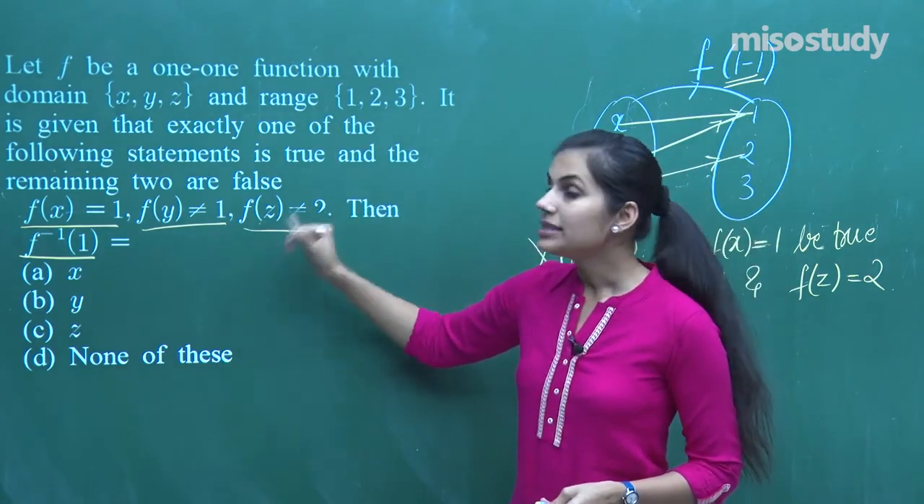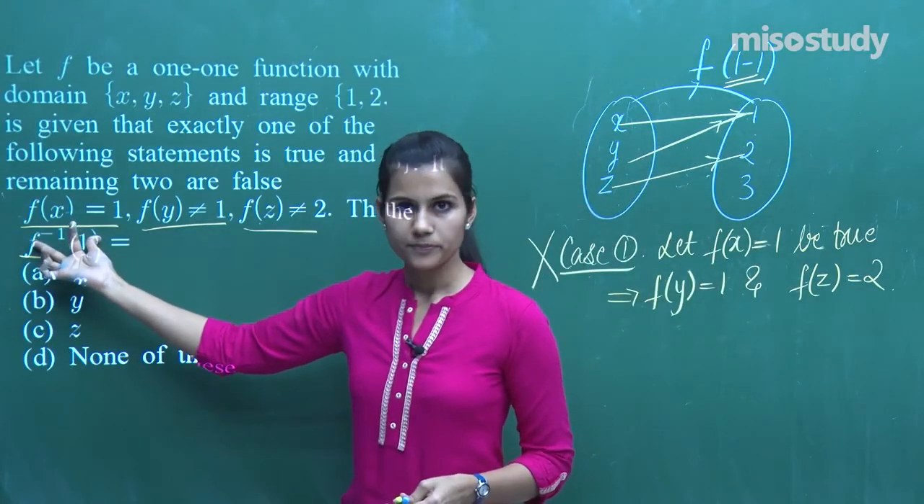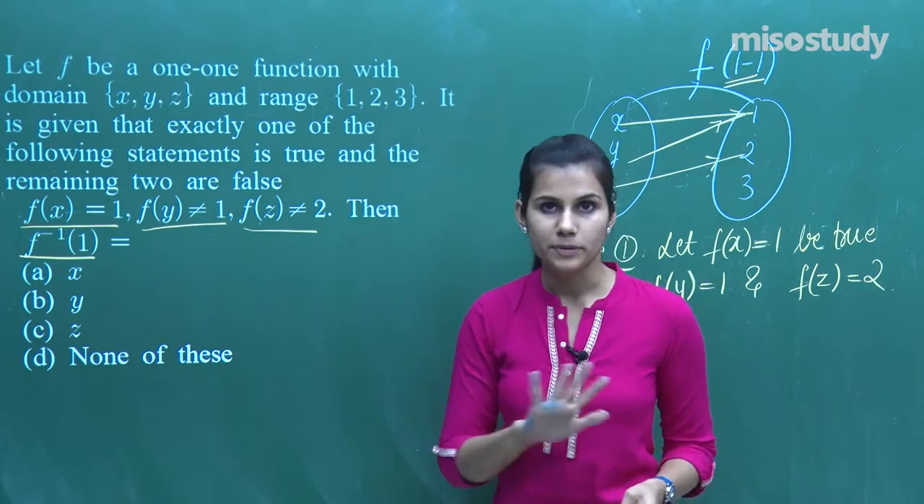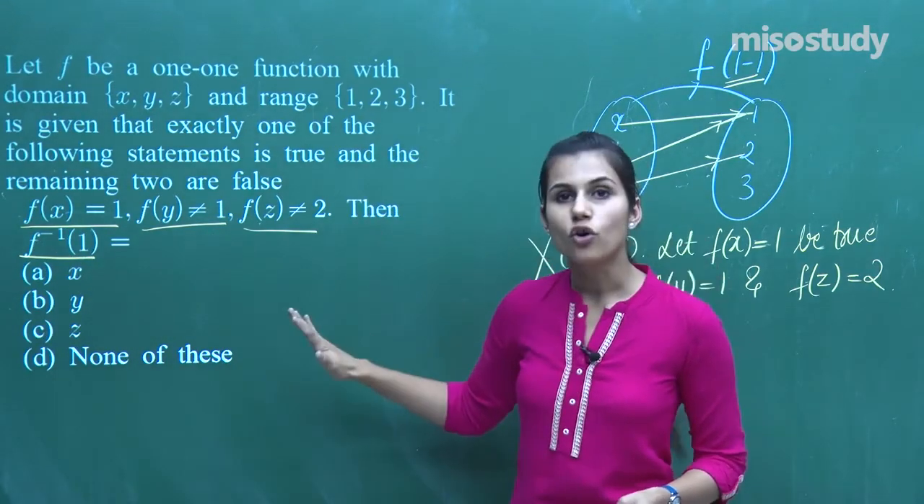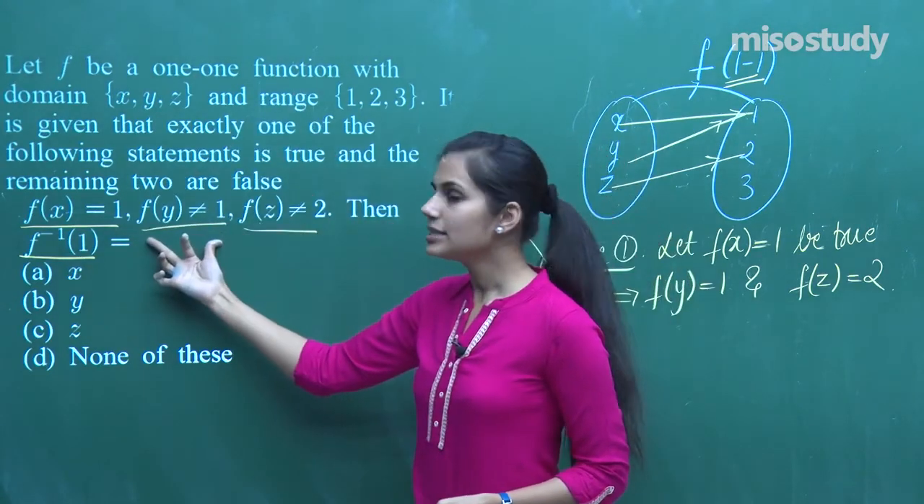Among these 3 statements, exactly 1 is true, rest 2 are false. So this cannot be true. Among these 3 statements, this cannot be true. That means these both of them cannot be false, because it is giving me the wrong conclusion, giving me f is not 1-1. Among these 3, suppose this is true.